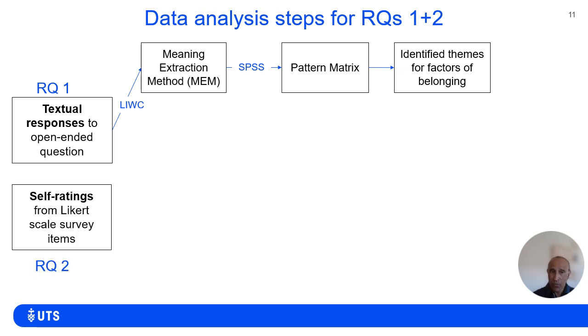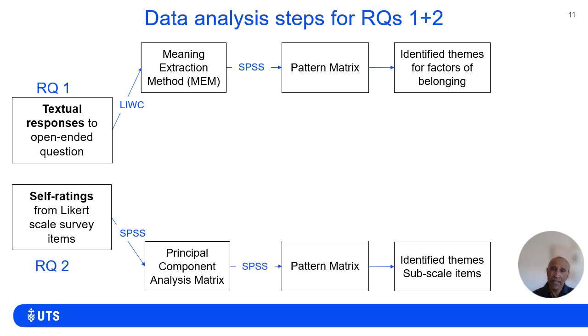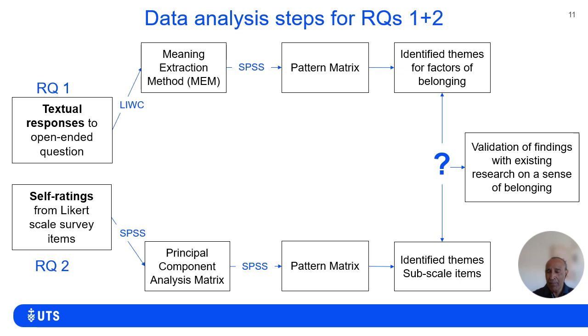The Likert scale responses for research question 2 were analyzed using SPSS, where the principal component matrix and the pattern matrix helped in the identification of emergent subscale items from within those groups of questions that emerged together. We interrogated the background of the factors, the themes from the LIWC analysis and the subscales that emerged from the Likert scale analysis, and validated the findings against existing research and theories on a sense of belonging.